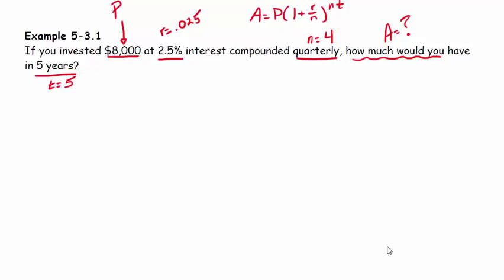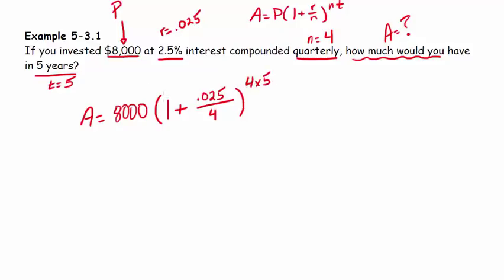We can now plug this into our formula. A is what we're looking for. P is $8,000. 1 plus my interest rate, 2.5% as a decimal, divided by 4 because it's quarterly, and then we're going to get paid how many times? 4 times 5, or 20 times. Just make sure that we have parentheses here and here when we type this into our calculator.